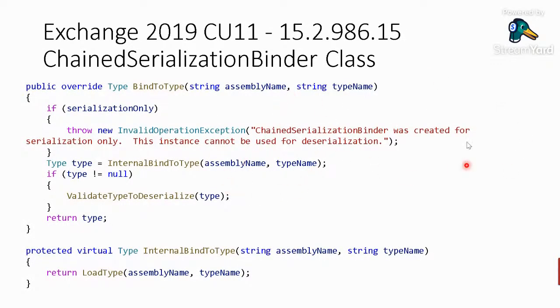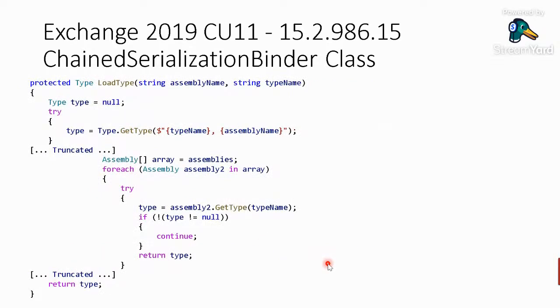So, okay, let's look again at this binder. This is the bind to type function that we saw before. And we looked before mostly at the validate type portion. Now we actually want to look deeper into the actual type resolution that's being done. So this is the call to internal bind to type and then load type. How is it resolving a type that it's encountering? This is what the binder does. It tries to get the type by taking the type name and assembly name. And it's also trying to take all the loaded assemblies and just try to load the type using each one of those assemblies. But what does this actually mean?